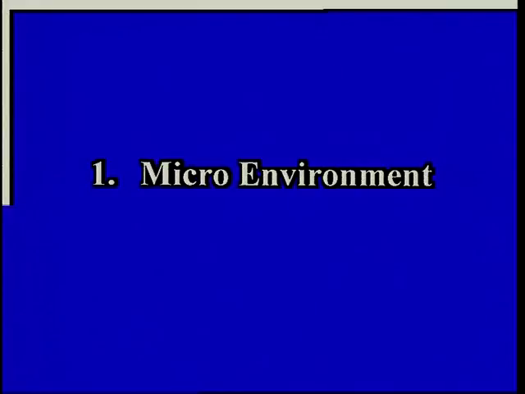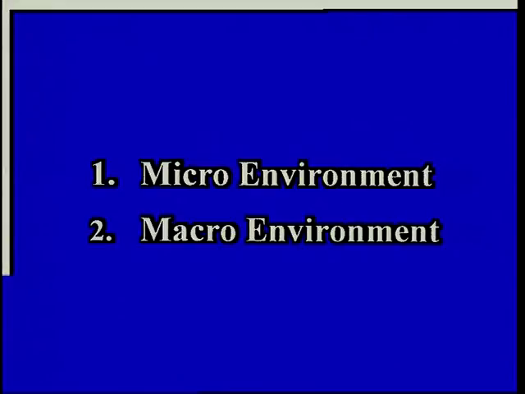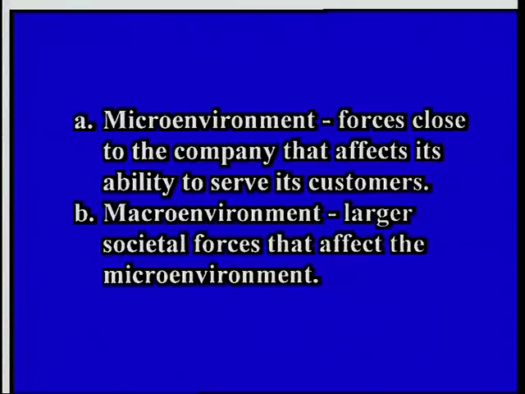Now we try to see the different types of marketing environment. You can see on the screen, basically it is of two types. Number one is the micro environment, and the second one is the macro environment. Now we define what the micro environment is. The micro environment is forces close to the company that affect its ability to serve its customers. Macro environment is larger societal forces that affect the micro environment.